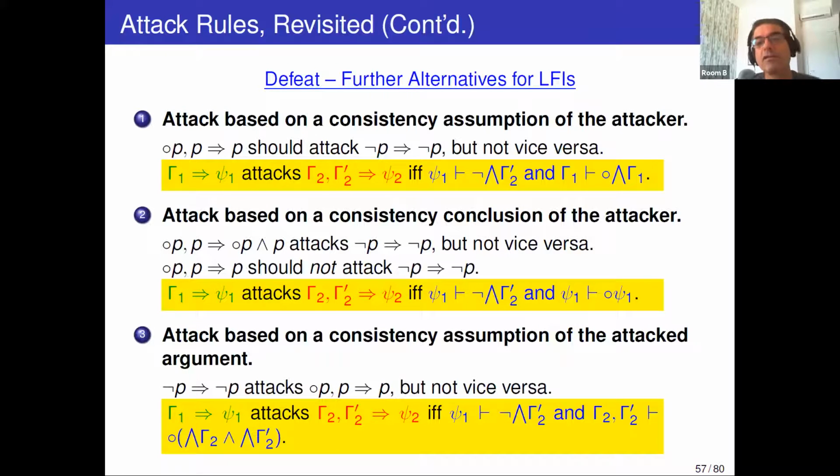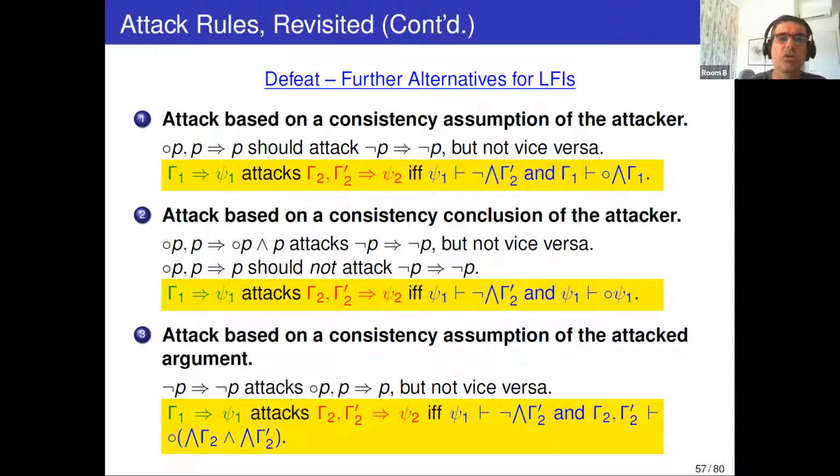There are some alternatives, of course, for defeat, which are suitable for LFI. So there are several variations of this rule. For instance, we can specify that we want attacks that are based on the consistency assumption of the attacker. So according to this intuition, we want that an argument which is based on P and circle P and whose conclusion is P, this argument should attack not P implies not P, because again, the assumption of the attacking argument is that P is consistent.